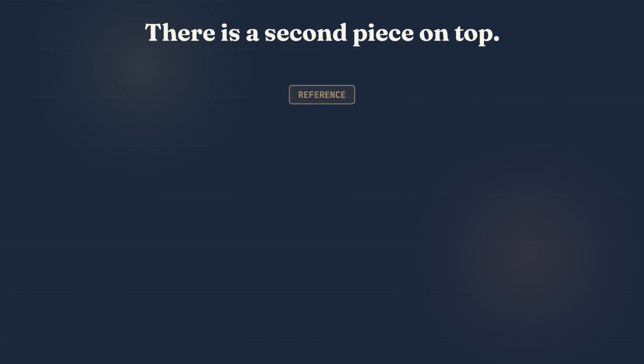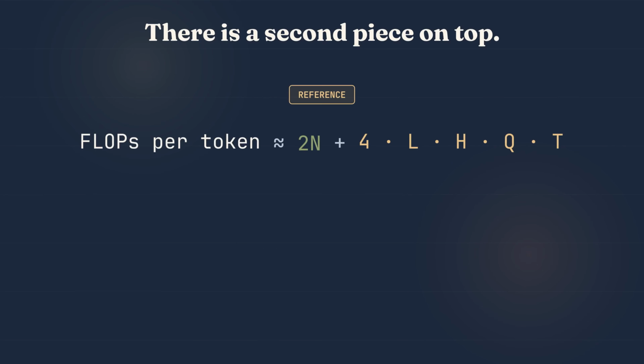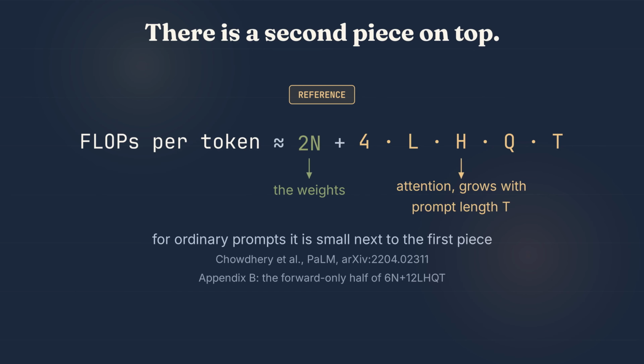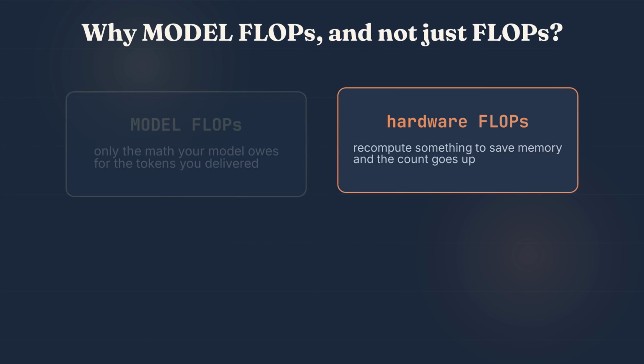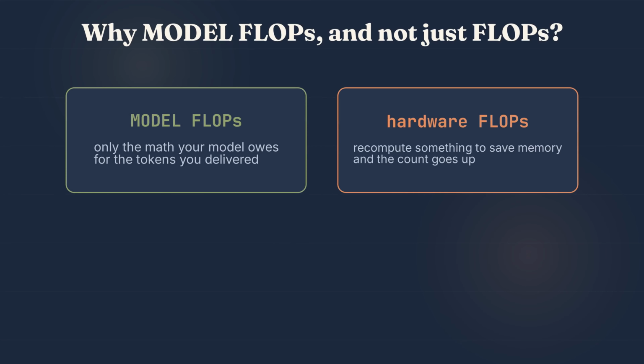There's a second piece to the top half, and it's the attention math, and it grows with how long your prompts are. It's on screen if you want it, and for ordinary prompts, it's small next to the first piece. Now, why is it called model flops and not just flops? Because there's another version of this that counts every operation the hardware performed, and that one will flatter you. If your server recomputed something to save memory, the hardware count goes up. And did your user get one extra word for it? Not one. So model flops counts only the math your model owes for the tokens you delivered.